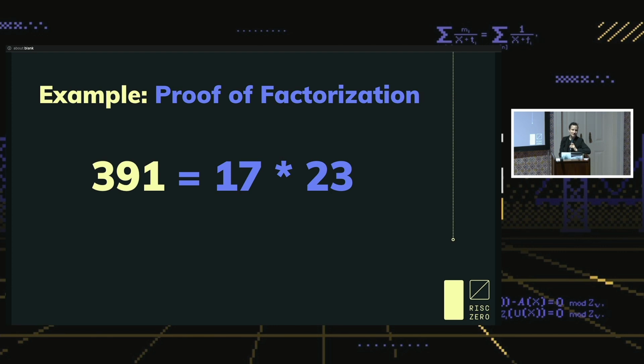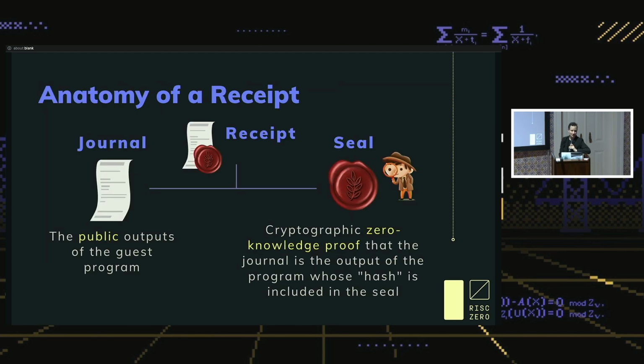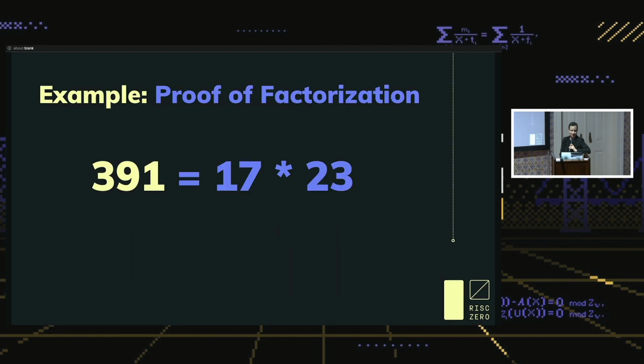So now to get into our example, we're going to do a basic proof of factorization. I'm going to prove to you that some number is composite, which means that it's created by multiplying two integers, both of which are greater than 1. So we're going to make a zero-knowledge proof for it, and I'm going to be showing you a program that multiplies two non-trivial integers and then produces a receipt.